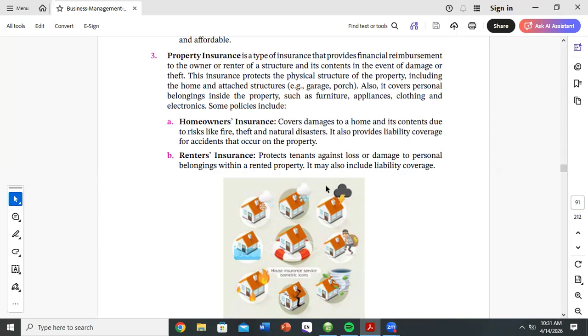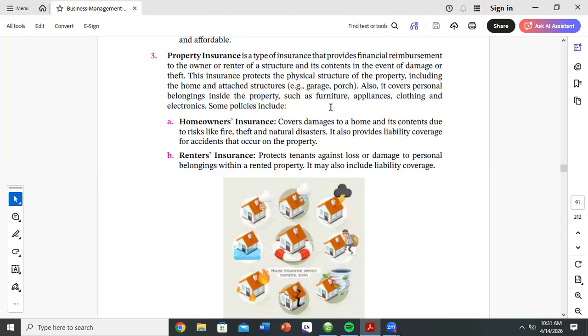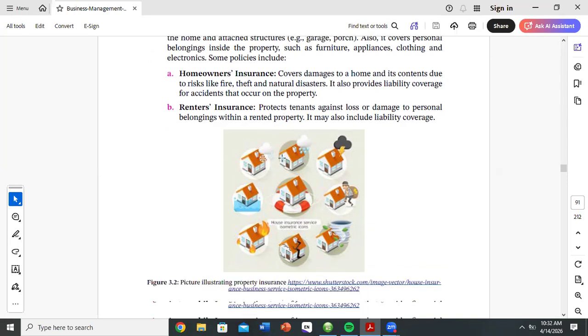So the owner or renter of a structure and its contents in the event of damage or theft. The insurance protects the physical structure, including the home and attached structures like the porch and garage. It also covers personal belongings inside the property, such as furniture, appliances, clothing, electronics. Examples of property insurance are homeowners insurance and renters insurance. Homeowners insurance covers the true owner of the building or the property, and renters insurance is taken out by the tenants, in case anything should happen.